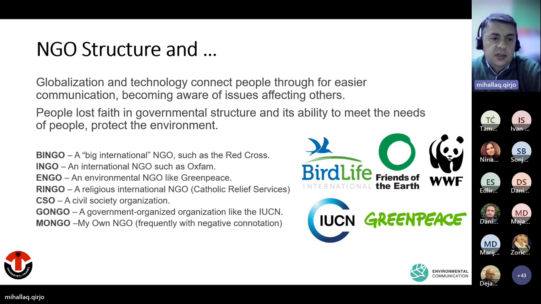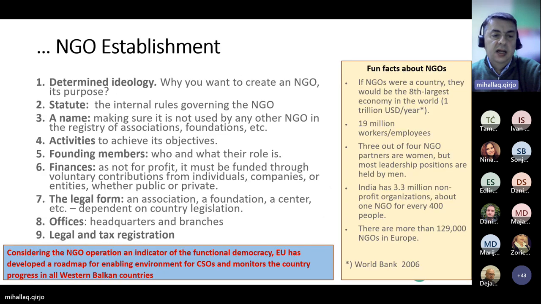And then we have environmental NGOs, or RINGO, religious NGOs. We have civil society groups. We have GONGO. GONGOs are governmental organized organizations, for example, organizations that are brought together by government. They do not have only government. They do have also other actors, which might be individuals, research, etc. And we have also MONGO organizations. We have also LONGO, local organizations. But MONGO is a term frequently with a negative connotation, for NGOs that are formed by one person who shows himself everywhere. So this is part of the big diversity that we are facing.